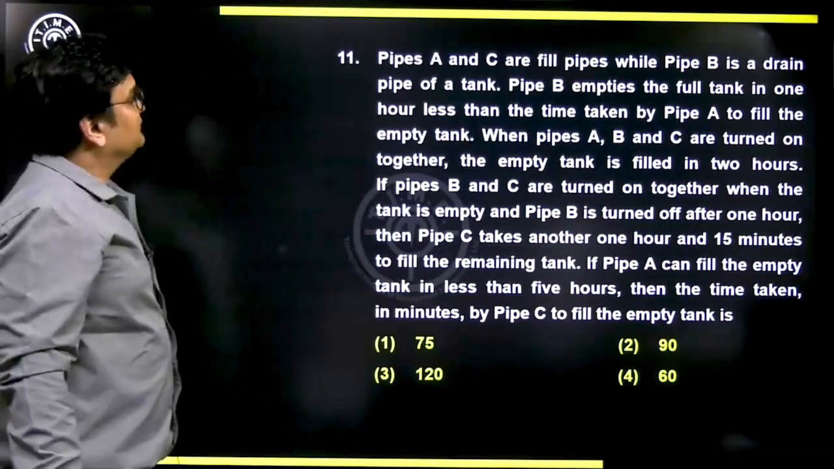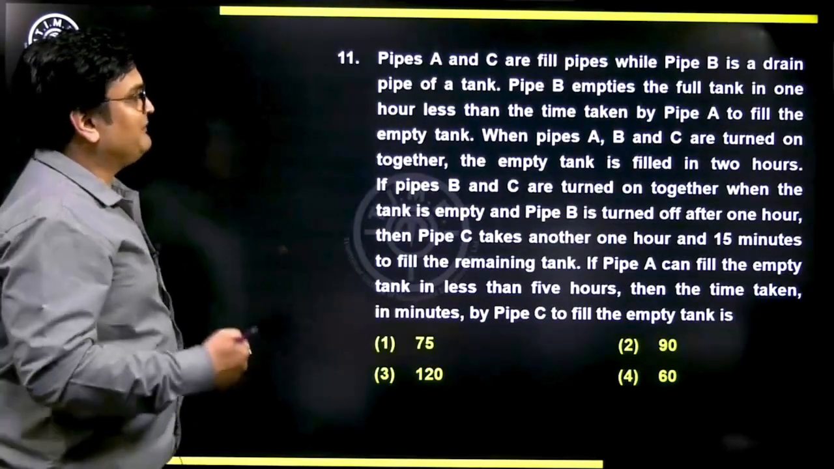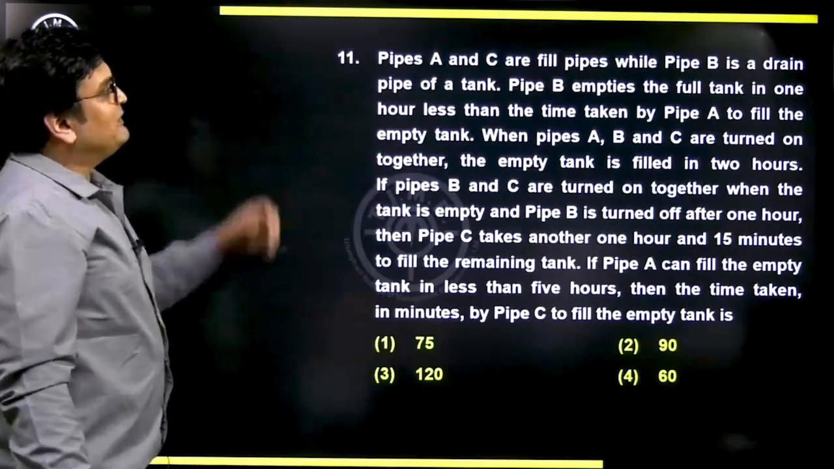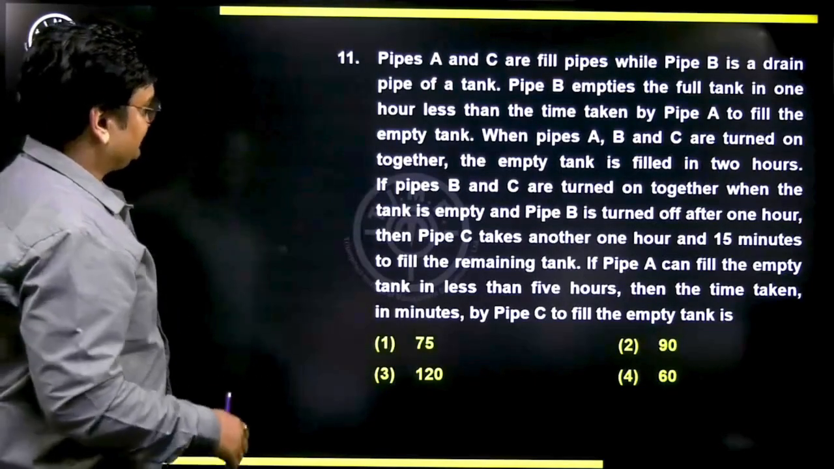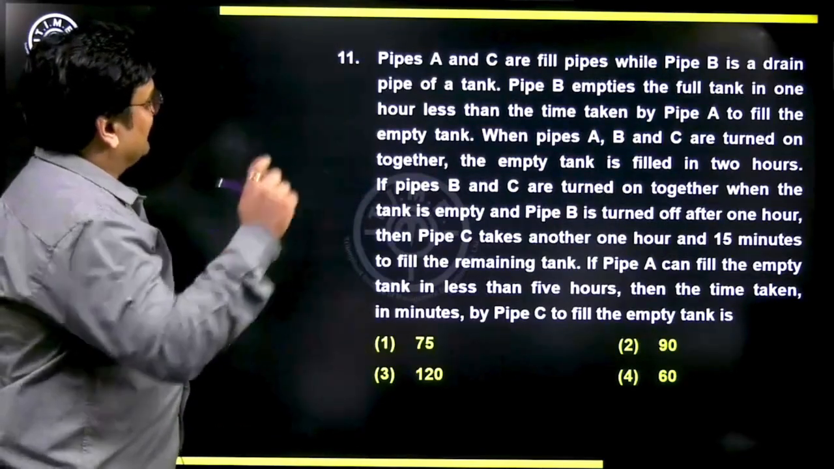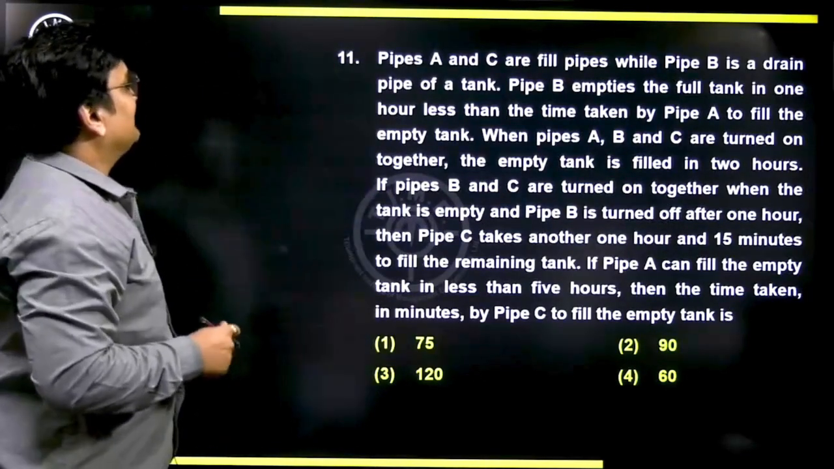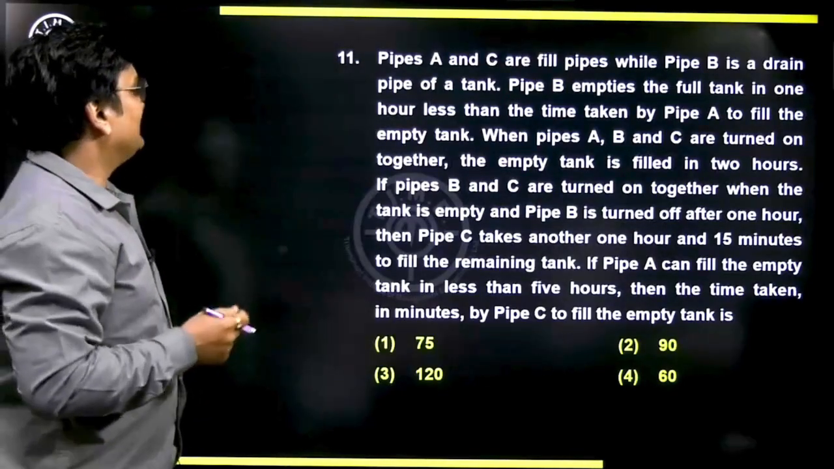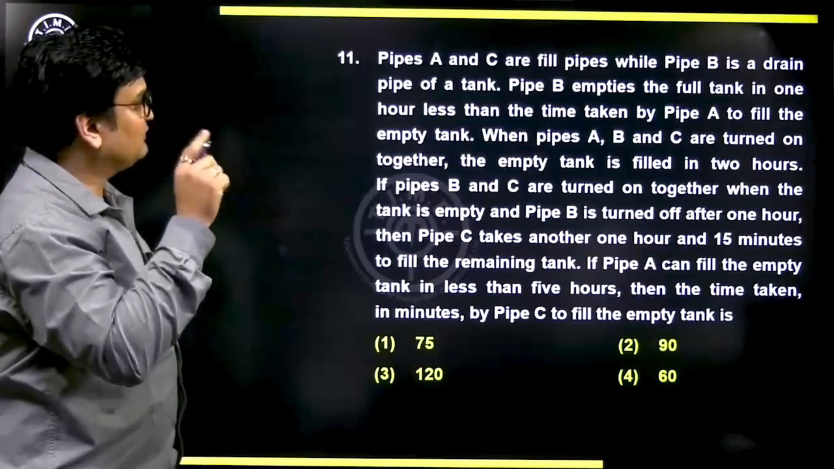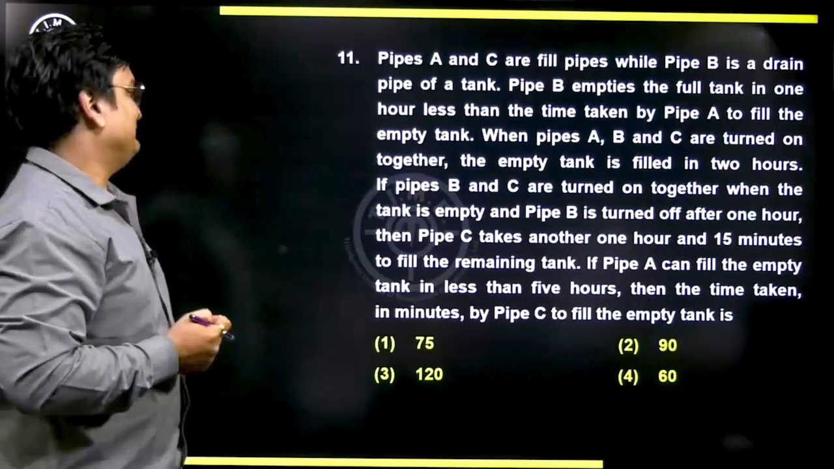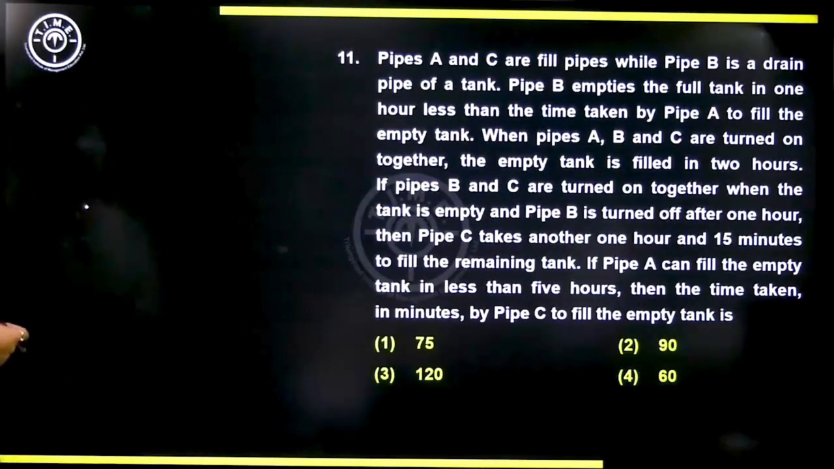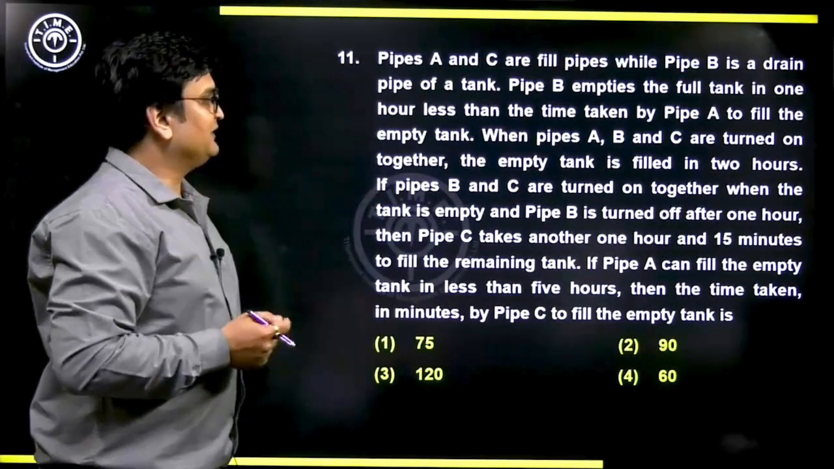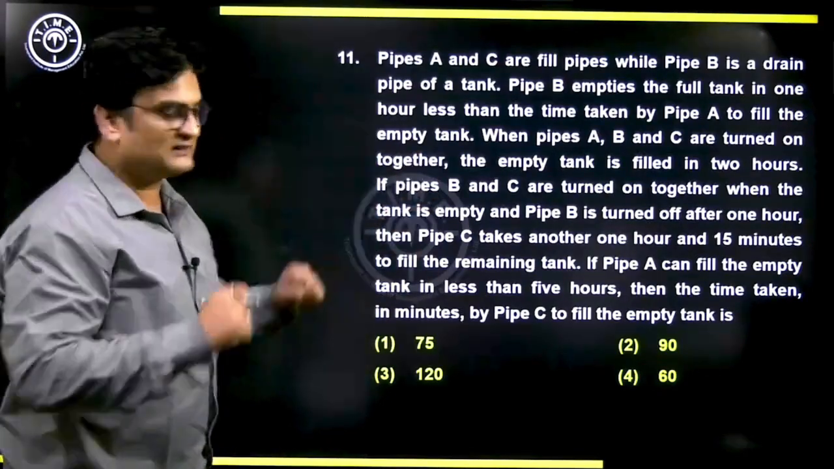Let's go for it. Pipes A and C are filling pipes, while pipe B is a drain pipe of a tank. Pipe B empties the full tank in 1 hour less than the time taken by pipe A to fill the tank. So please note, A and C are filling pipes and B is the draining pipe, the emptying pipe. And the time taken by B is 1 hour less than the time taken by A. When pipes A, B and C are turned on together, the empty tank is filled in 2 hours. Okay, let's stop at this moment.